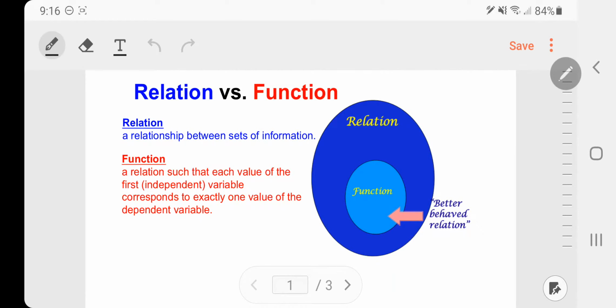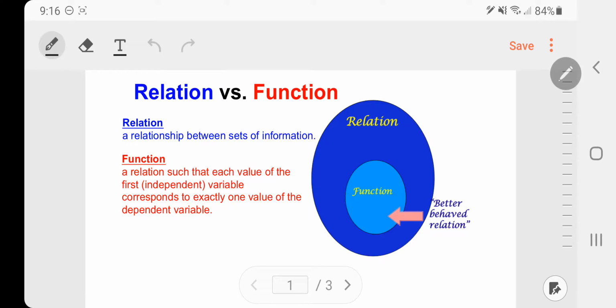Hey everyone. In this video, we're going to take a look at some general info as it relates to relations and functions. Okay, so we see a couple of definitions here. A relation is a relationship between two sets of information. A relation is very general.